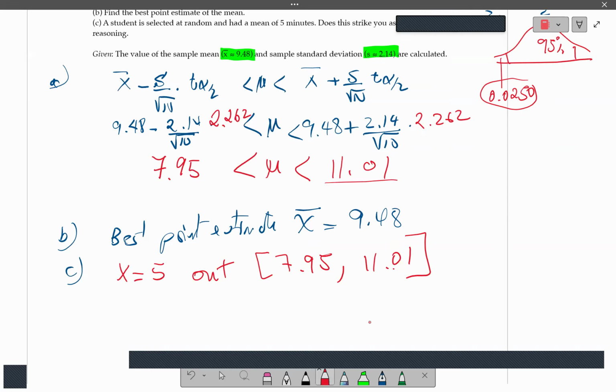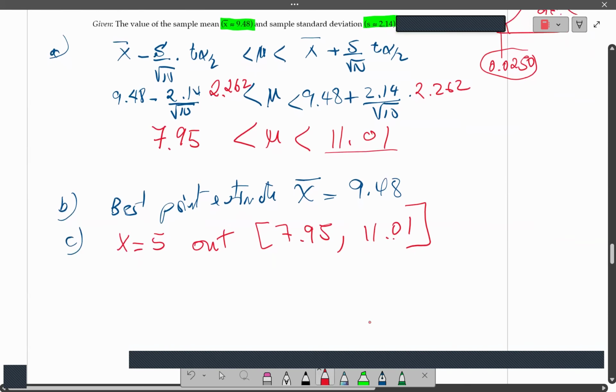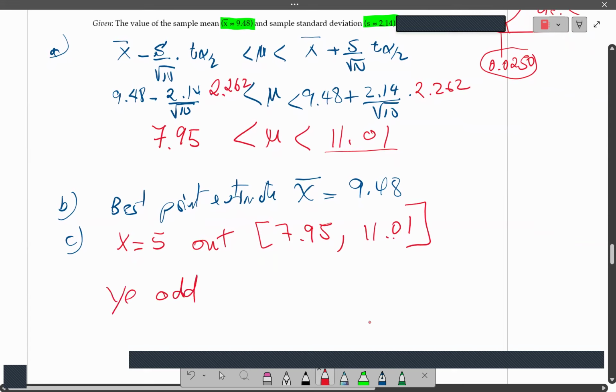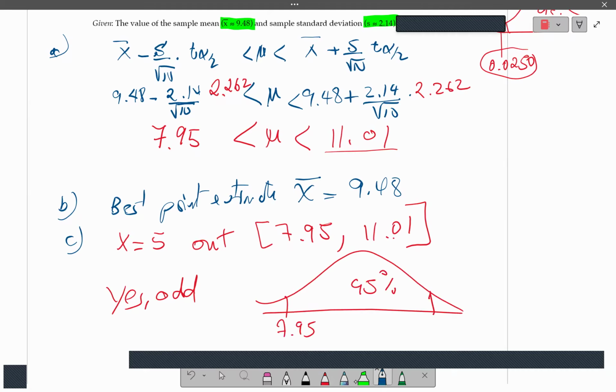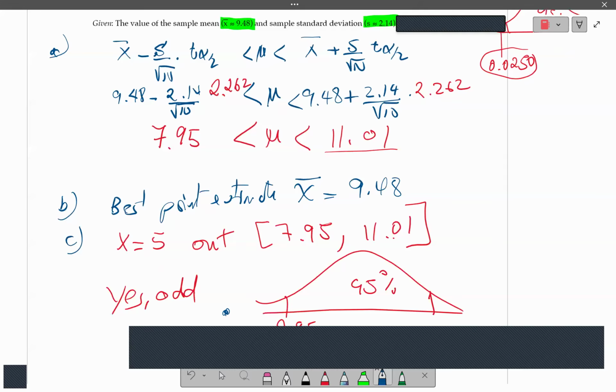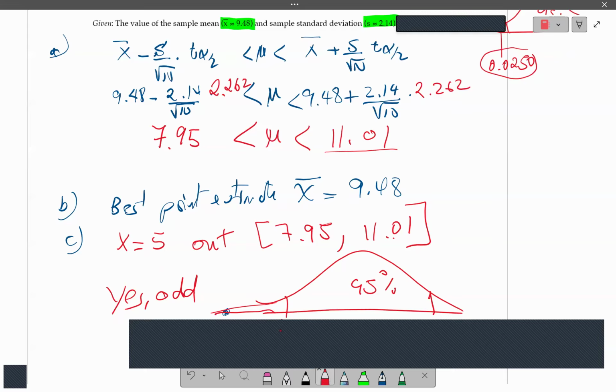So the 5 is outside of that interval, and that interval is 95%. So definitely you are really far away, right? Is it odd? Of course it's odd. So what is the meaning of this? The 95% is here. The lowest value is 7.95, and this value is located somewhere here. This probability there is very far away. All right? It does not happen so often.